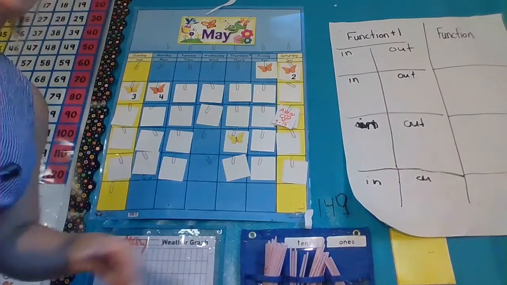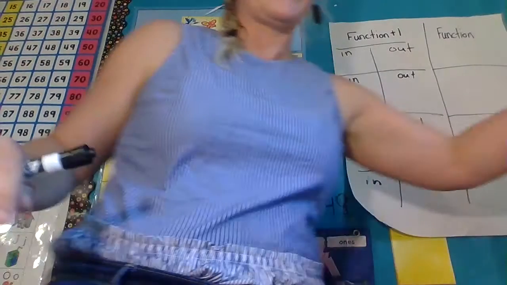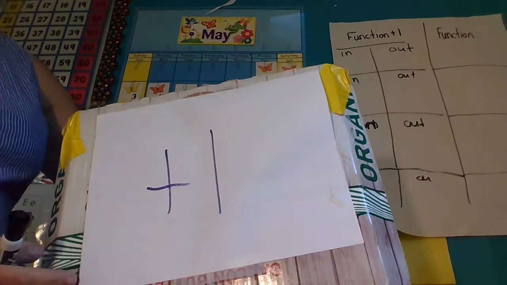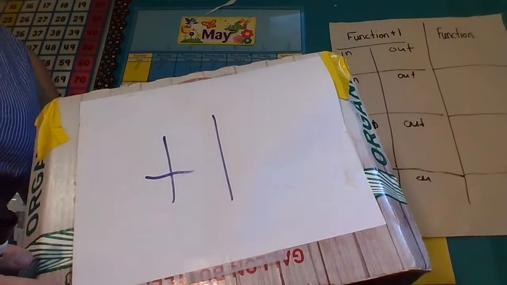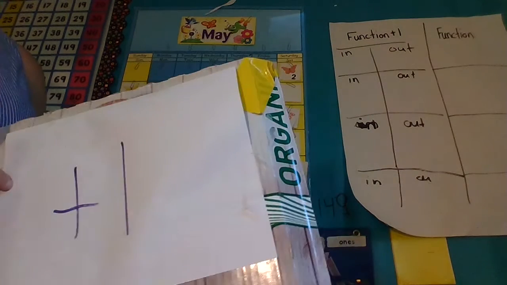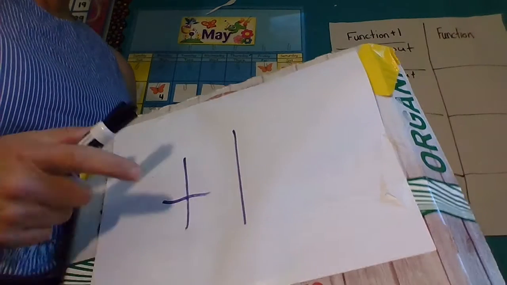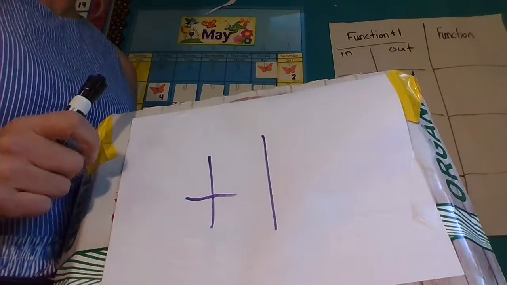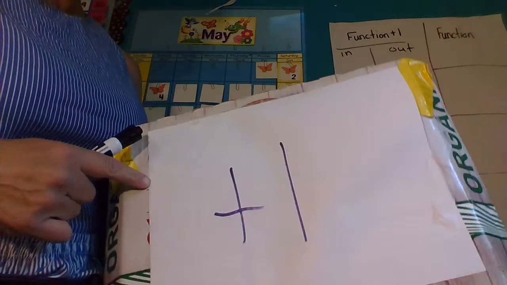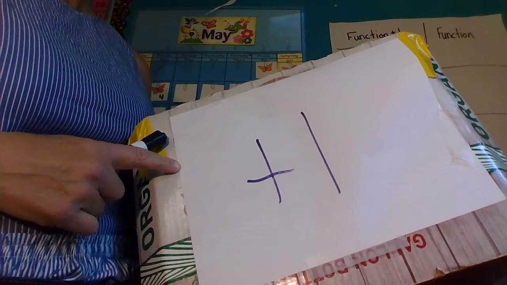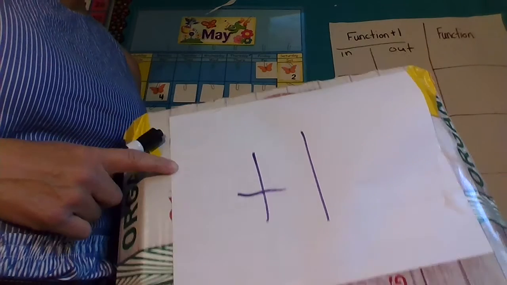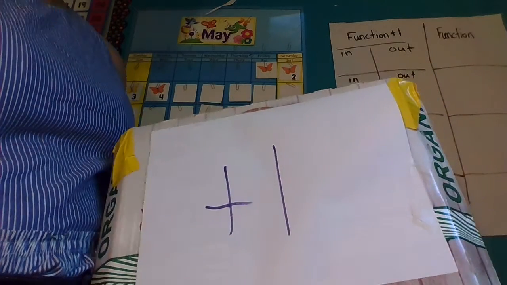So I'm going to show you today with my handy dandy function machine. The function that I'm going to show you is, every time I put a number in, I'm going to add 1. So that means my function is plus 1. It's going to change my number by 1 more.